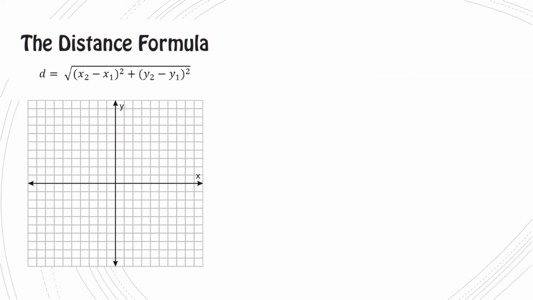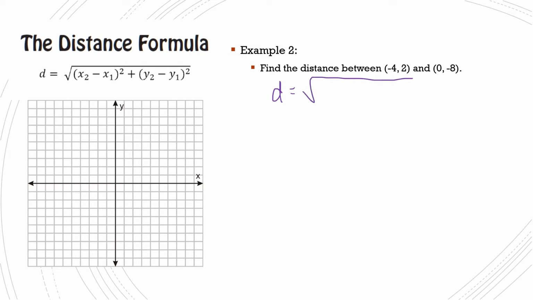All right, so now we look at example 2. And here, again, we're going to start by using the distance formula. So we're going to designate those points. We'll start by writing the formula. So d equals the square root of x2 minus x1 squared plus y2 minus y1 quantities squared.